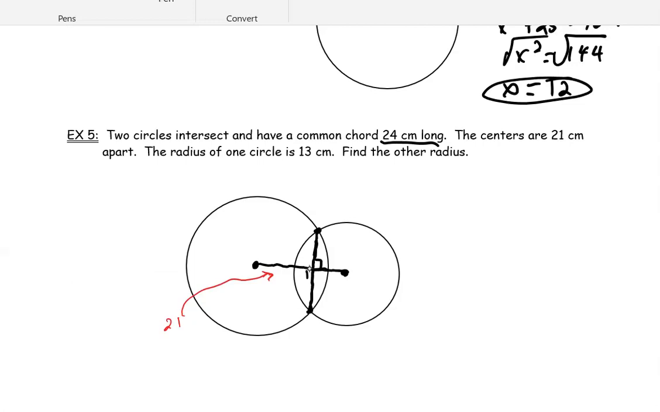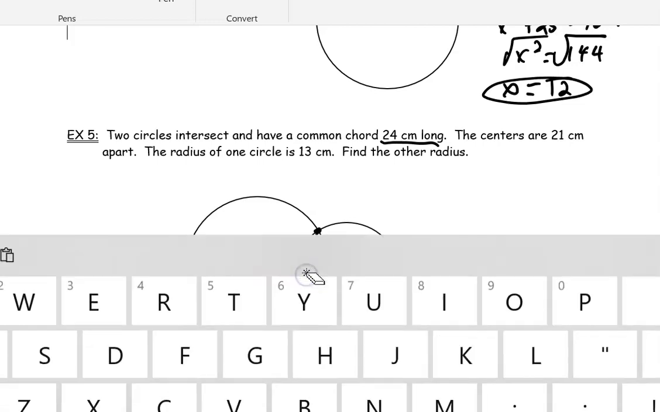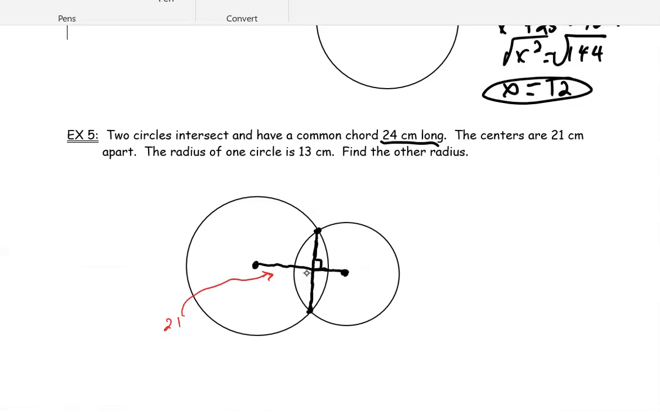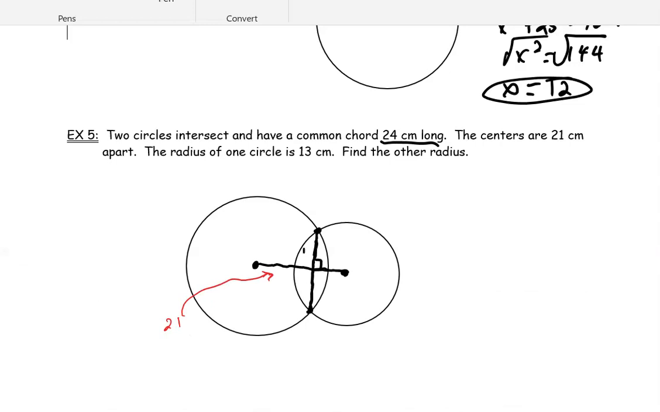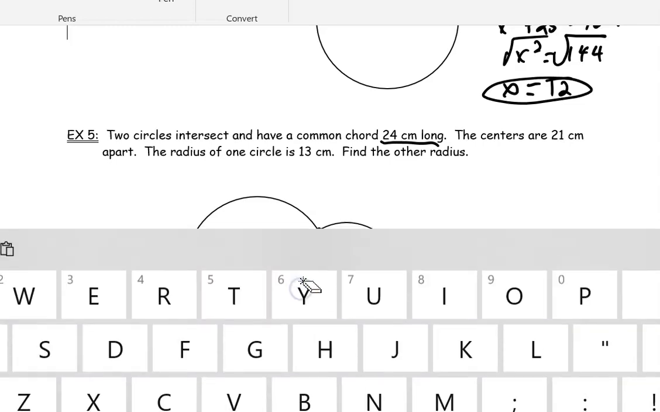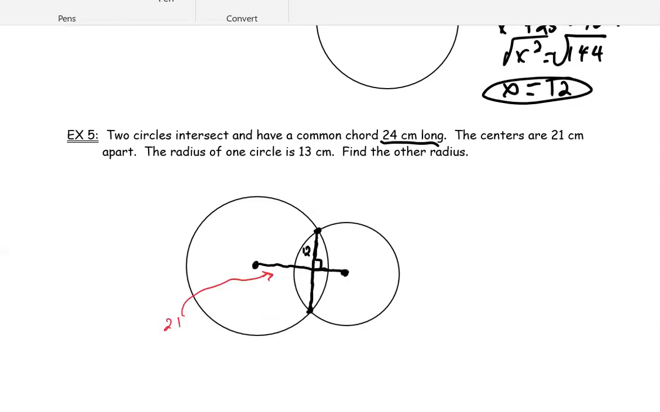Let's see if I can get rid of this. Instead of the 24, we're now going to write this one as 12, and this one as 12. Make that a little more clear. There we go. Then it says the radius of one of the circles is 13 centimeters.